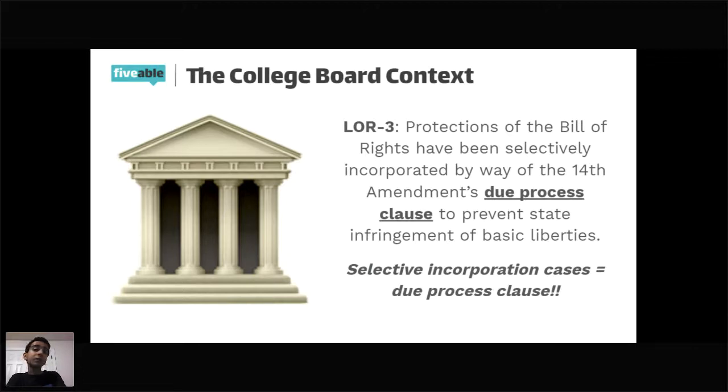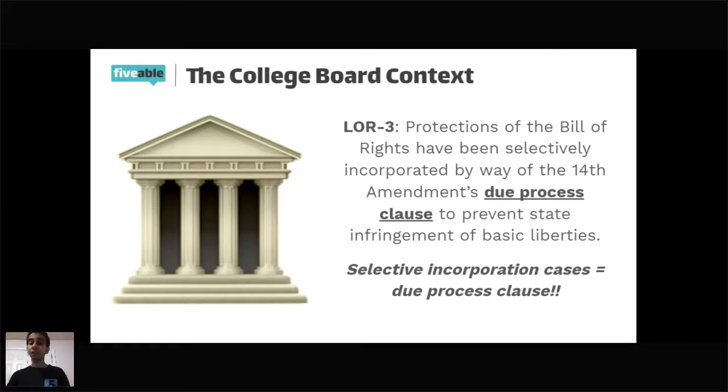Does anyone know what the other clause in the 14th Amendment is other than due process? Often that's the one that's more familiar, but does anyone know what the other one is? Yes, the Equal Protection Clause. That's the one that goes with Brown versus Board of Education. Any case that involves selective incorporation, if they ask what clause of the 14th Amendment goes with this, it has to be the due process clause. Please make sure you remember that. That's often one thing students get confused with.